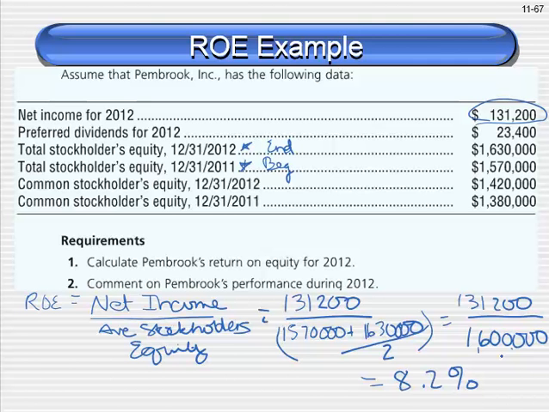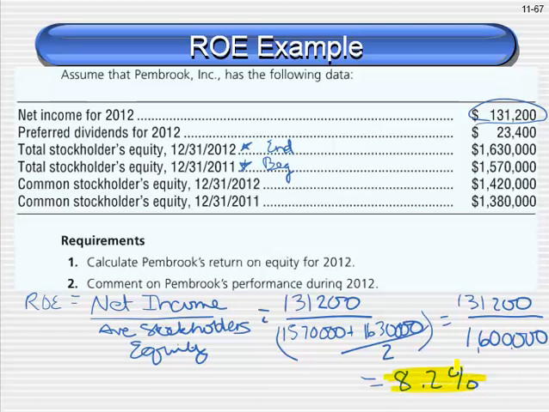So the question becomes, comment on Pembroke's performance during 2012. Well, their return on equity was 8.2%. So basically they were able to generate 8.2% return on the average stockholders' investment. Is that a good number?